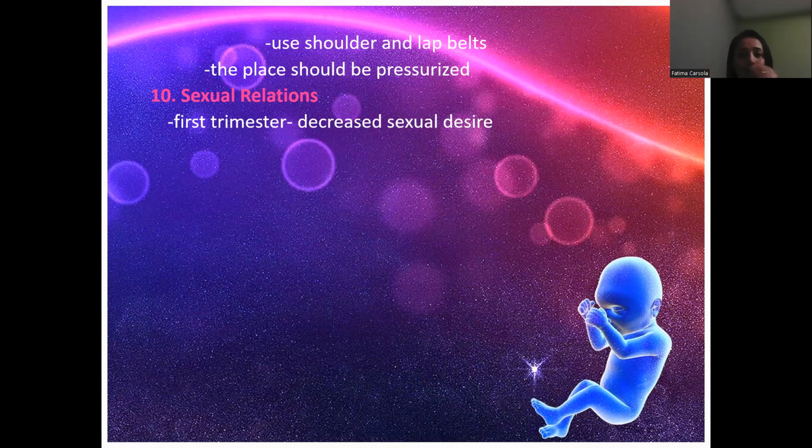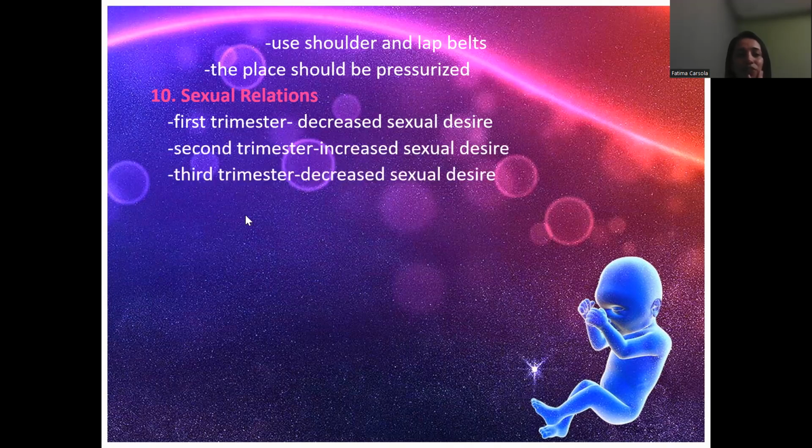Okay? And second trimester, you have an increased sexual desire. You've been waiting for a long time. And for the third trimester, you have decreased sexual desire because you don't want to hurt the baby inside. For contraindications of sexual intercourse, when is the time that you are not allowed to have sexual intercourse?